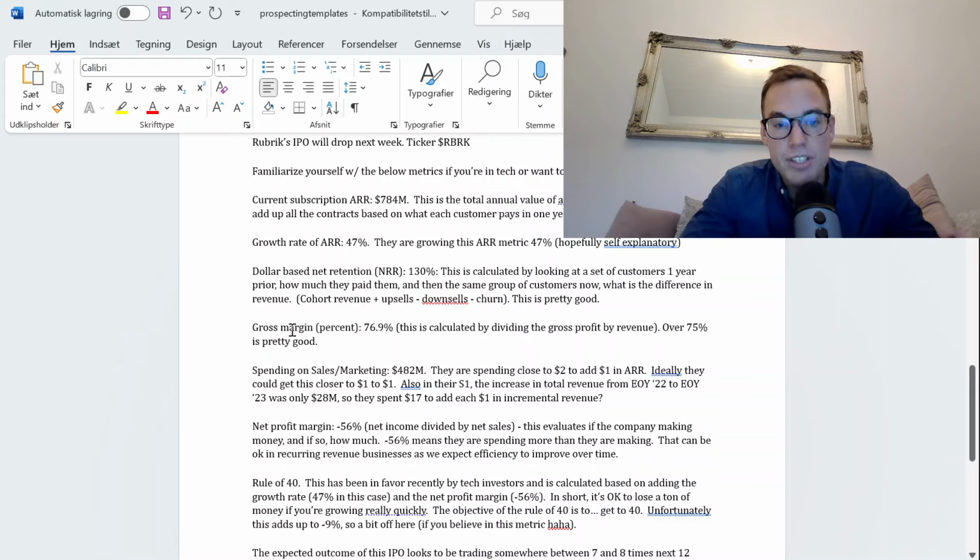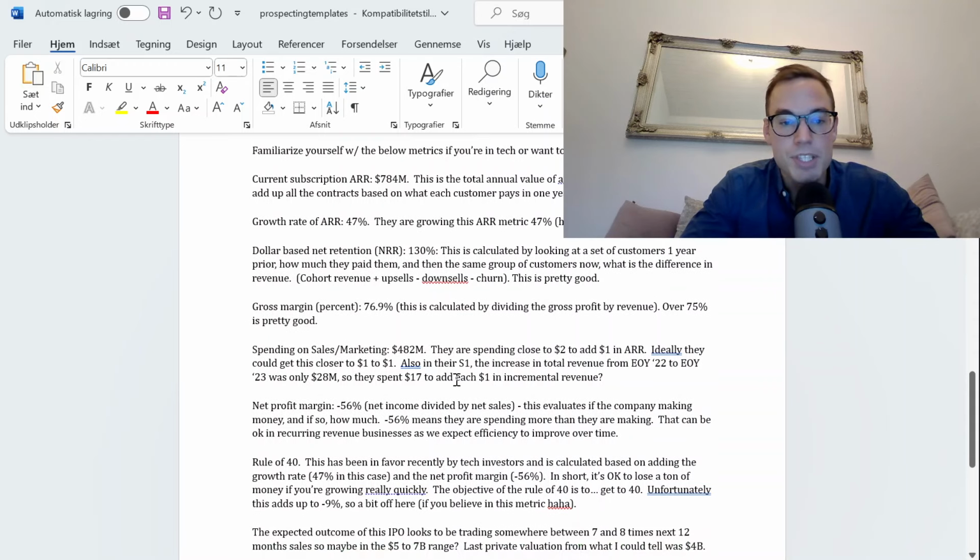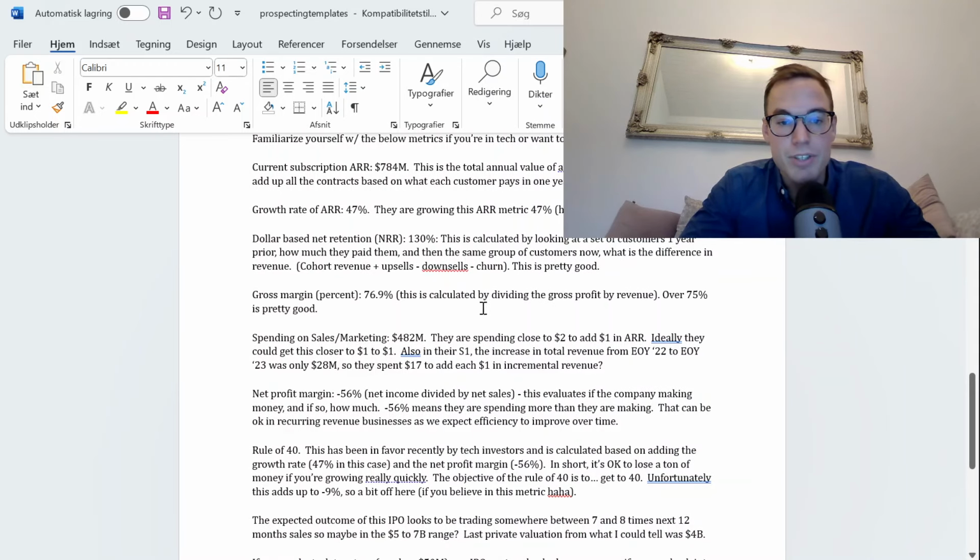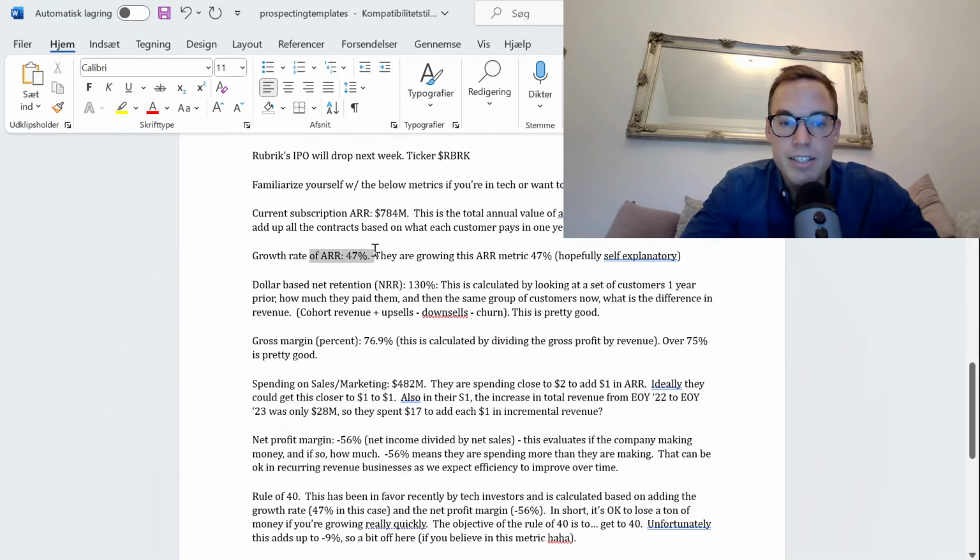Gross margin here, 76.9%. All right, so over 75%, that's quite good as well. So another green flag here, I forgot about this one. Anyways, on to the red flags. Spending on sales and marketing here, we saw 482 million. And this means that they're spending about $2 to add $1 to ARR here. And ideally, this figure would be closer to 1-to-1.